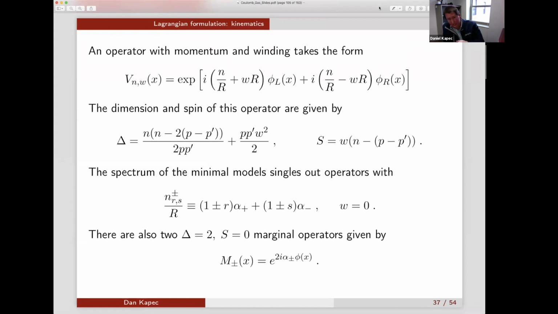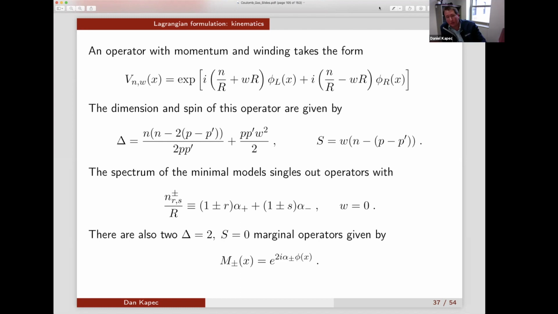Okay, so a general operator with momentum and winding looks like this. You can work out the dimension and spin of these operators. Importantly, if the operator has winding, then generically it will have spin. So now we're going to just consider, again, the set of operators which have conformal dimensions that match the minimal model primaries. Since we are in a diagonal model, they don't have spin, so they also don't have winding in the linear dilaton. You just choose the momenta to again be linear combinations of alpha plus and alpha minus.